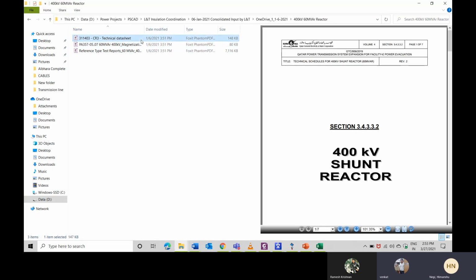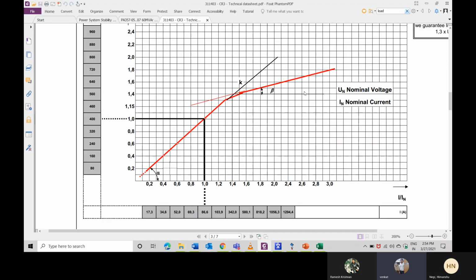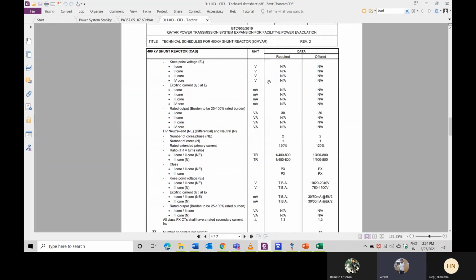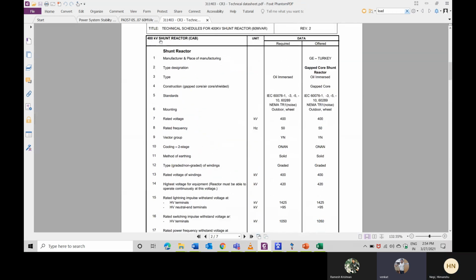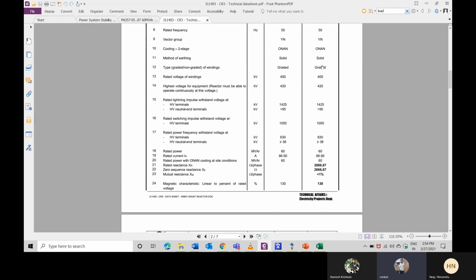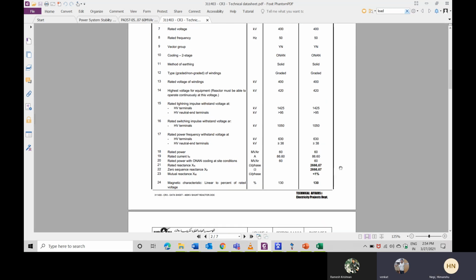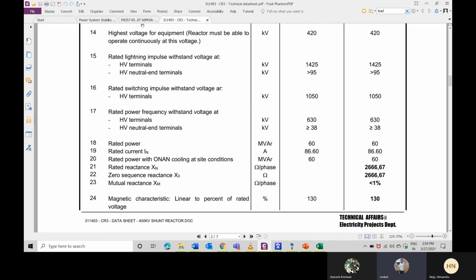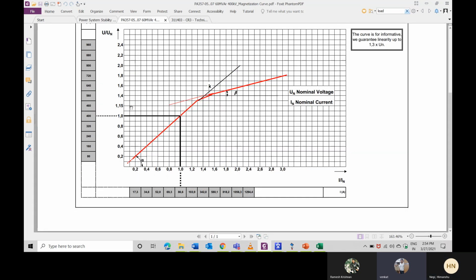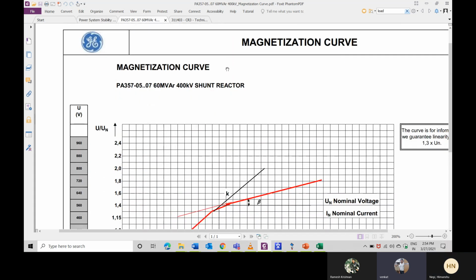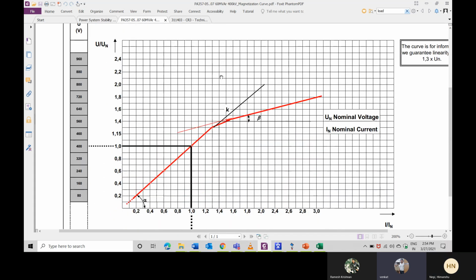For reactor modeling, you have to get data like this technical data sheet. This is for the shunt reactor. If you have any reactors, we have to get it from the customer. The other things are the VI characteristics of the particular shunt reactor. We have to collect that from the customer, like the magnetizing curve of the particular shunt reactor.